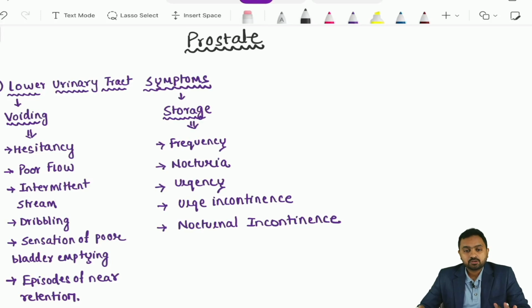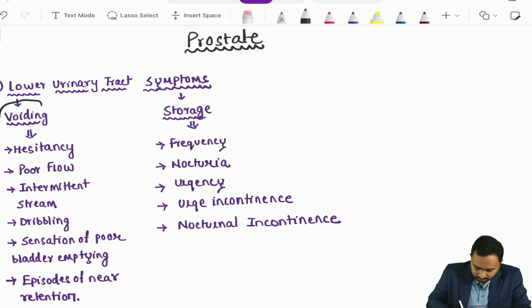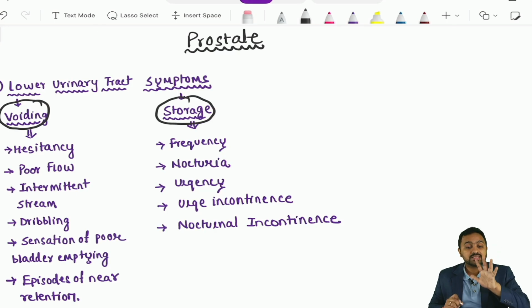Now we begin our discussion on prostate. So we start with the discussion of your lower urinary tract symptoms. Now they are divided into two broad groups, which are symptoms of voiding and symptoms of storage. So what are your symptoms of voiding?